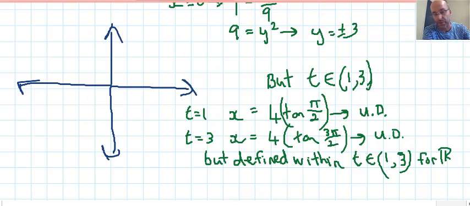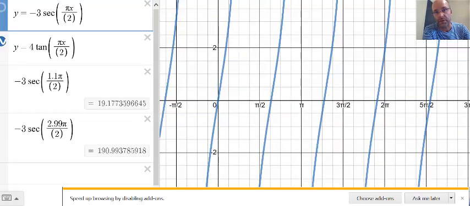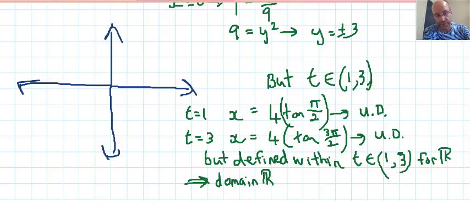It's defined between that, and we can use a graphics calculator or Desmos. We can see that within those limits it's perfectly okay, so provided we stay within 1 and 3, that's fine. So for the interval we're looking at, it's defined for all real numbers. For all intents and purposes, the domain is fine for all real numbers. What about the range now?